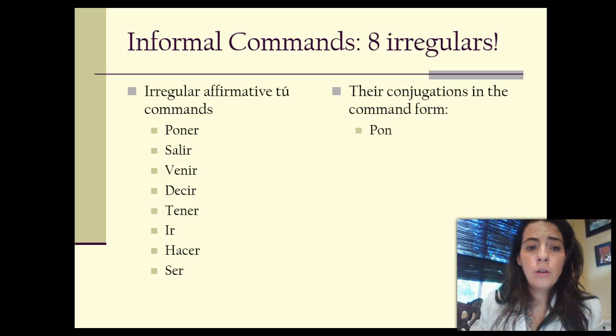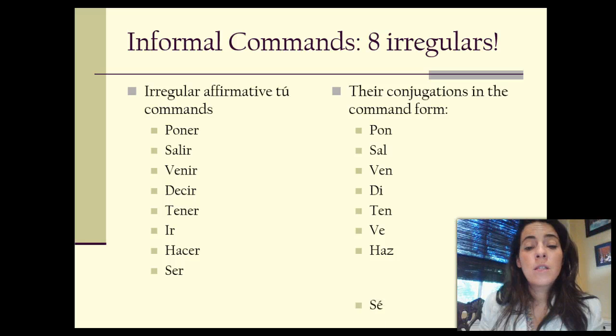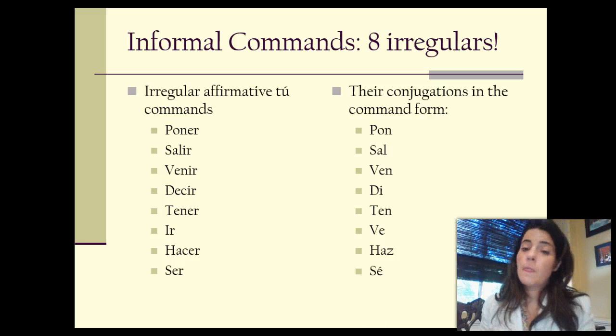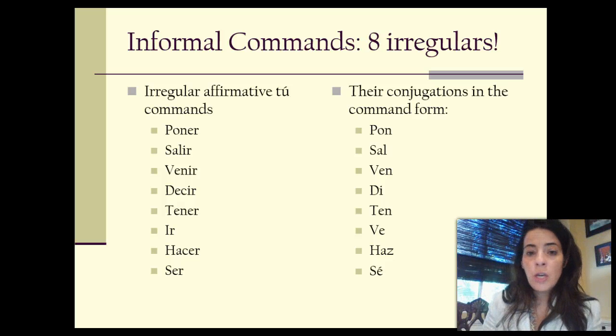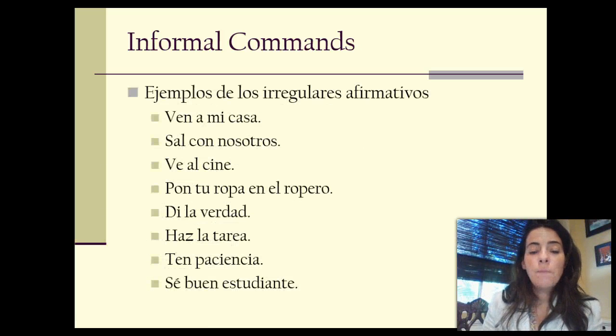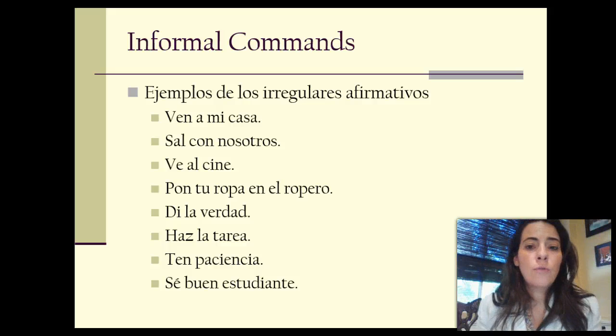Poner, pon. Salir, sal. Venir, ven. Decir, di. Tener, ten. Ir, ve. Hacer, haz. Ser, sé. You have to remember this once again. Flashcards will help you with these conjugations. And let's see some examples of these irregulares in affirmative.